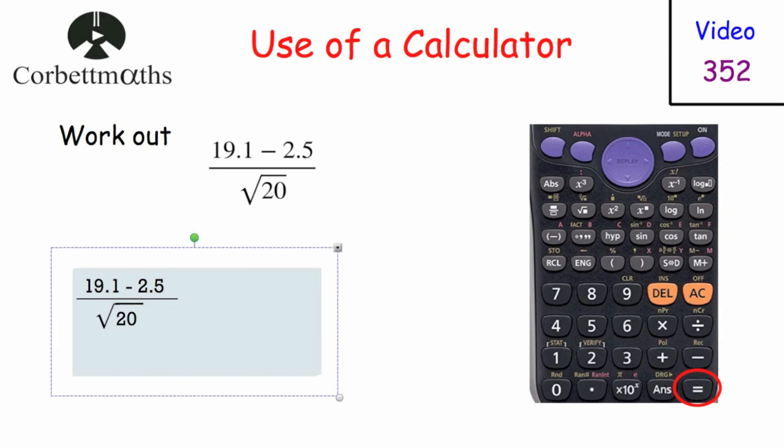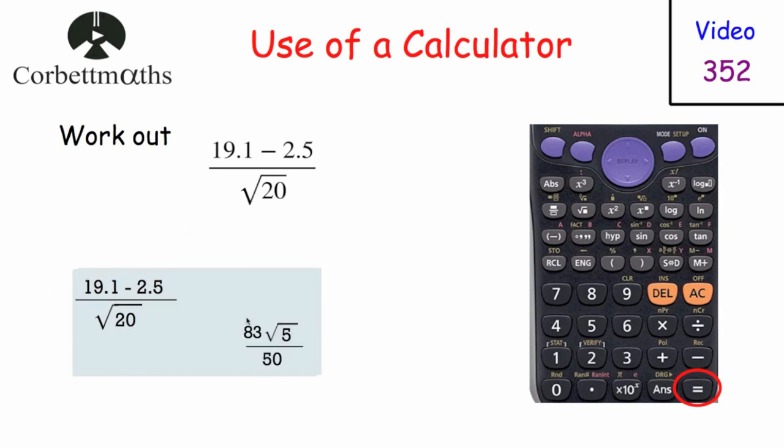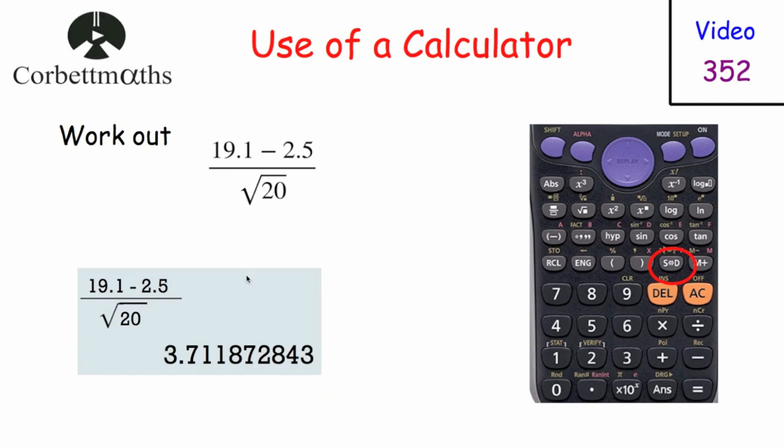If you press equals, you could get this display, which says 83 times the square root of 5 divided by 50. If it comes up like that and you want it as a decimal number, you then press this SD button here. Whenever you press that, it would display it as a decimal number for you. And it would come up as 3.71187283.